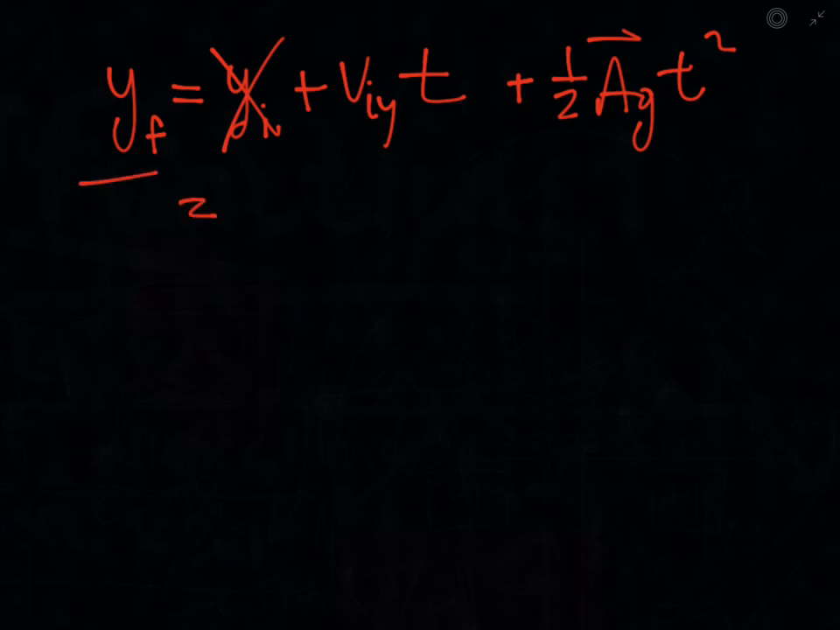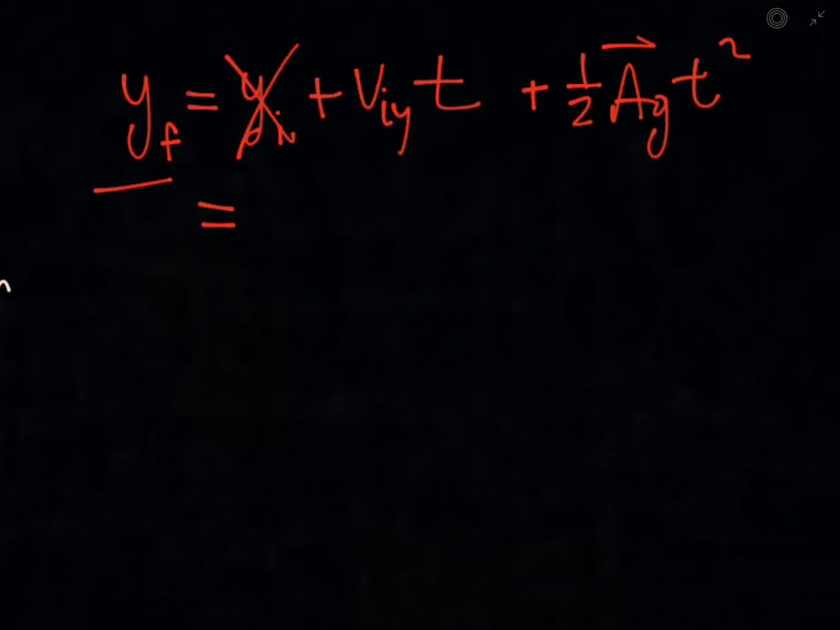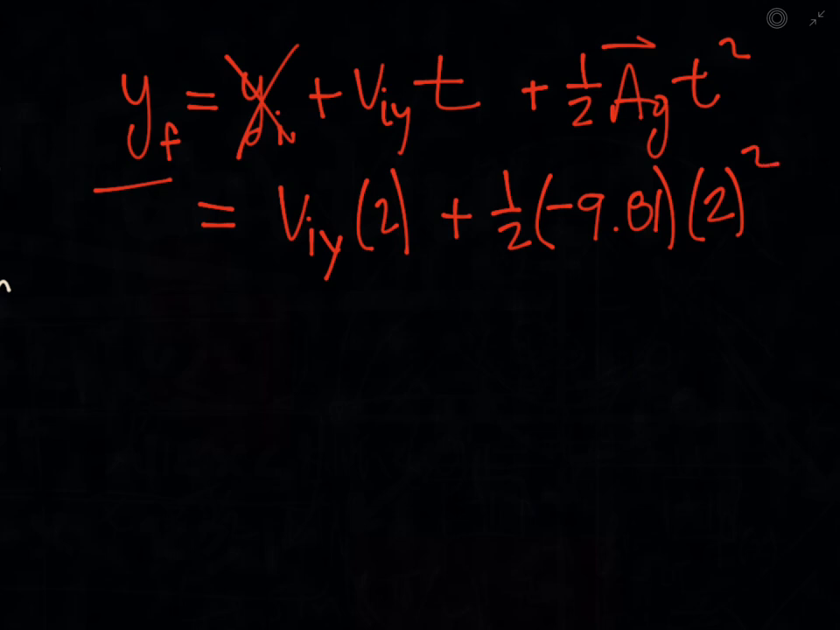So we can go ahead and say that this is equal to the initial velocity in the y component, which we said was 86.6025438. I have it in my calculator, so I'll just keep it as v initial y, times 2 seconds plus 1/2 times negative 9.81 meters per second squared times 2 seconds squared, right? So our final position, again, we know this value.